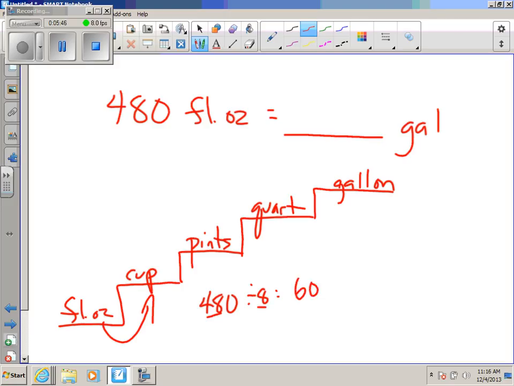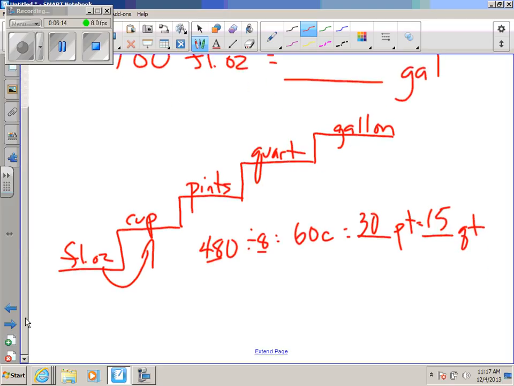60 cups. Let's convert the cups to pints. How many cups are in a pint? 2. Divided by 2, 60 divided by 2 is 30. Now the pints to quarts. How many pints are in a quart? 2. Divide 30 by 2. 15. Okay. Here's where it gets just a little bit tricky. Everything else worked out pretty well, right?